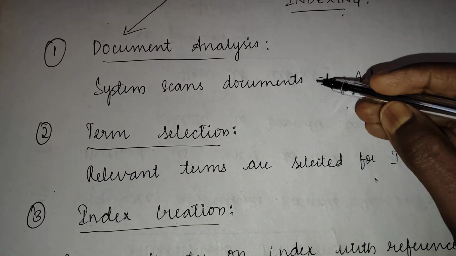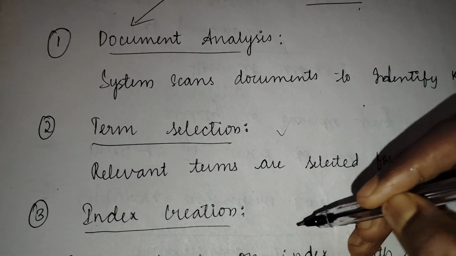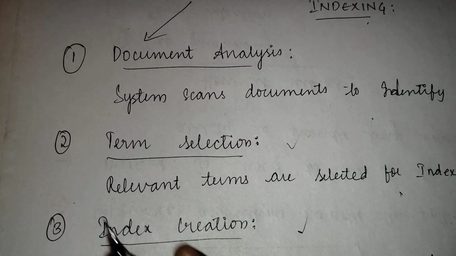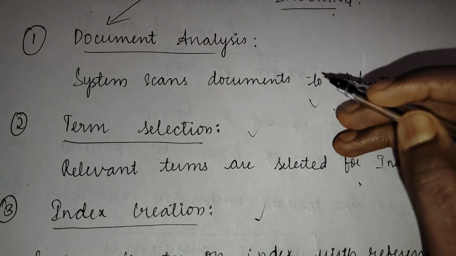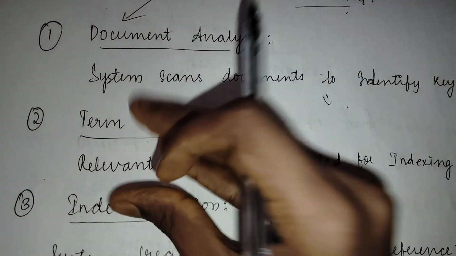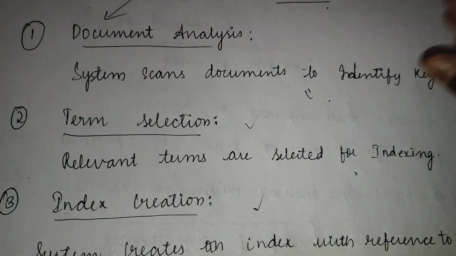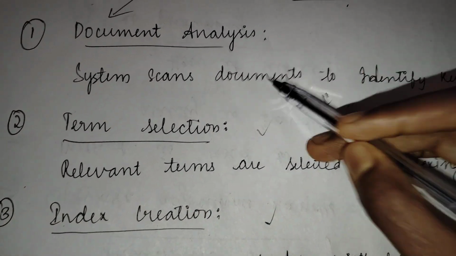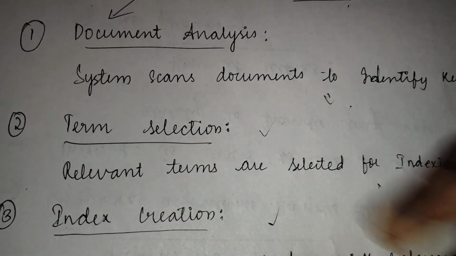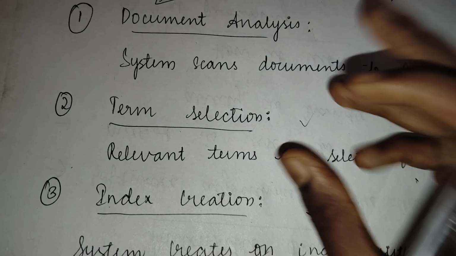Okay, so the first one is document analysis, then term selection and index creation. Now let's get into detail what this document analysis is. So basically, document analysis is where a system scans documents to identify some key terms. For example, if you are searching for something, it will help in searching in that document, whether that term is matching in the document or not.